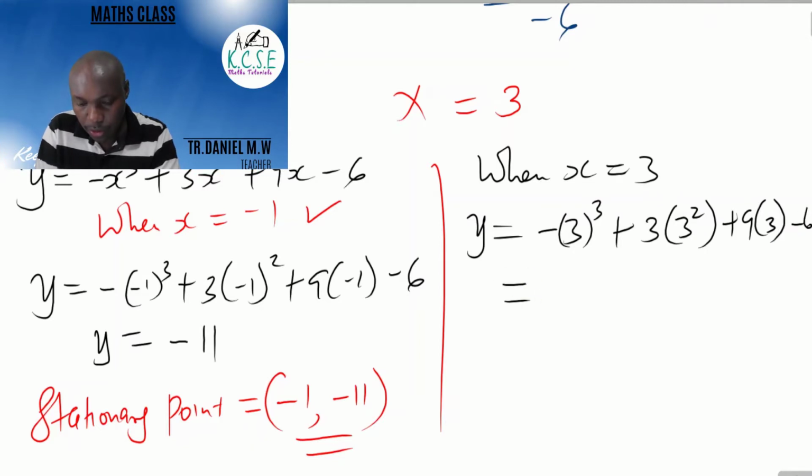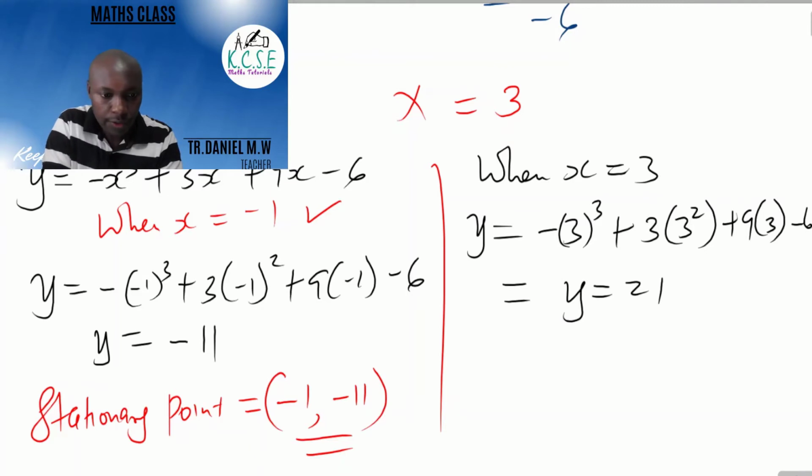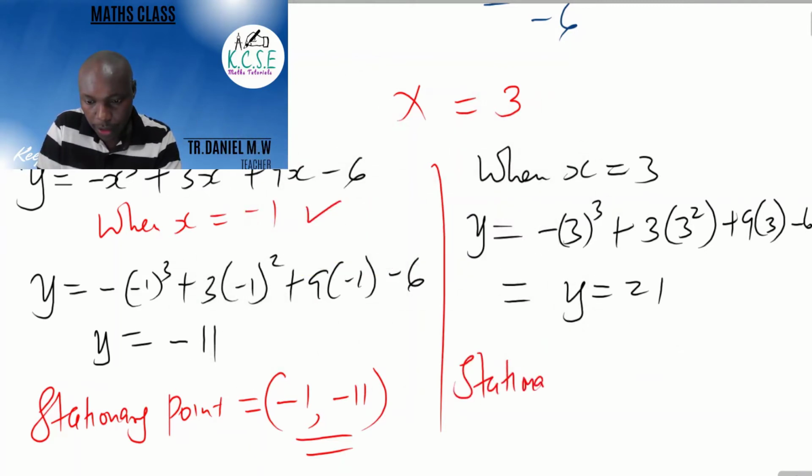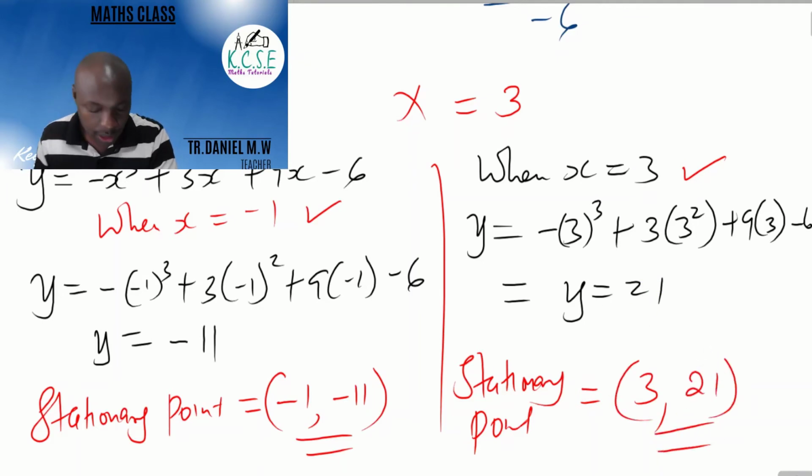Once we work these out, we're supposed to get the value of y using a calculator. y is equal to 21. Therefore the other stationary point is when x is 3, the value of y is 21. So the point is supposed to be given in coordinate form, and that is how you get the stationary points of the curve.